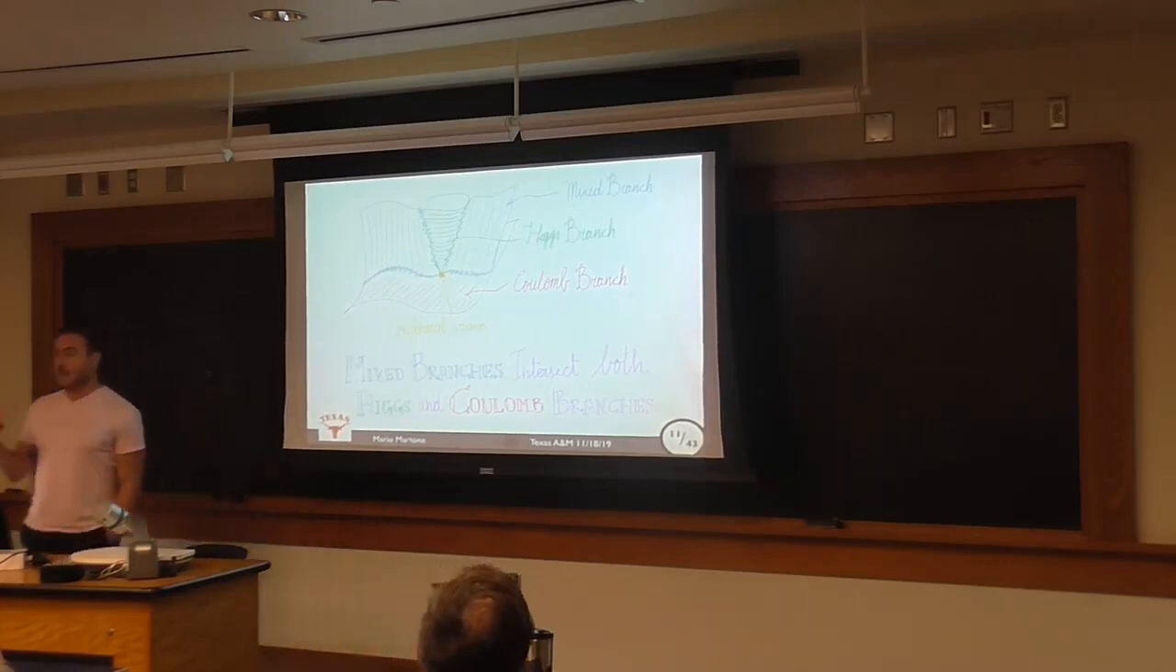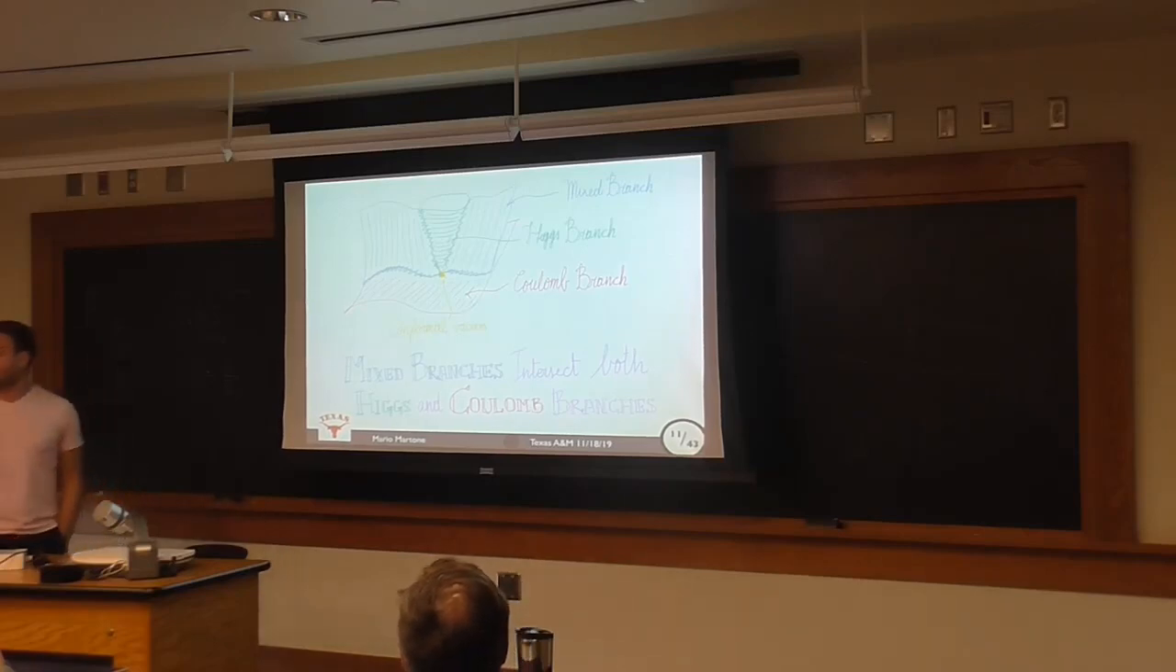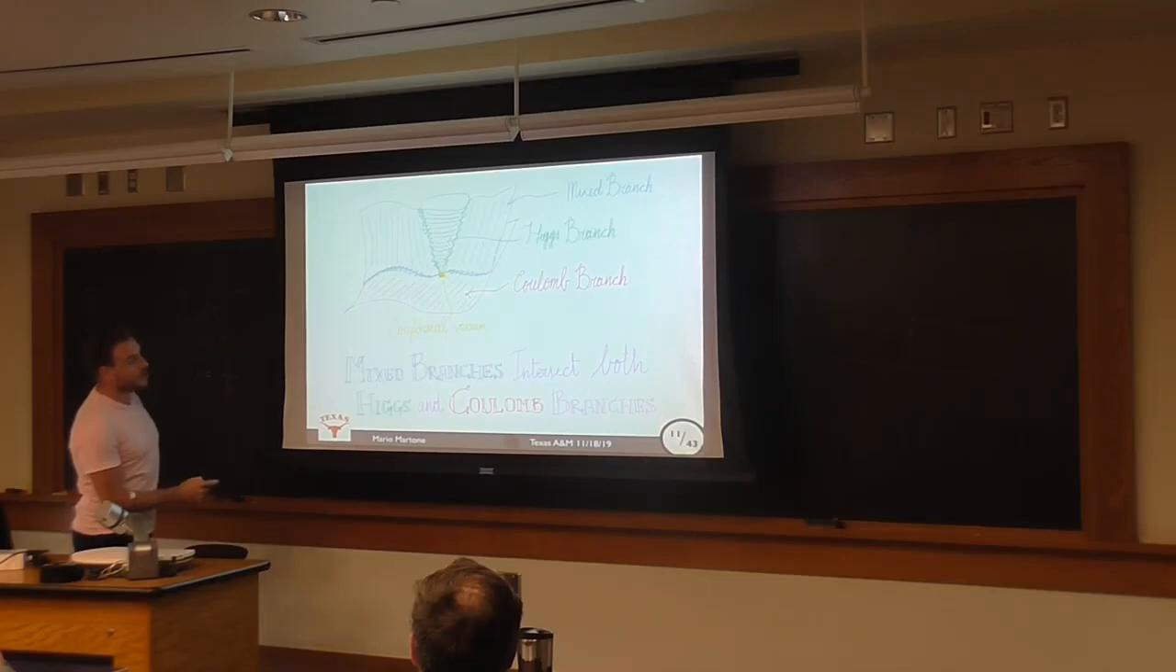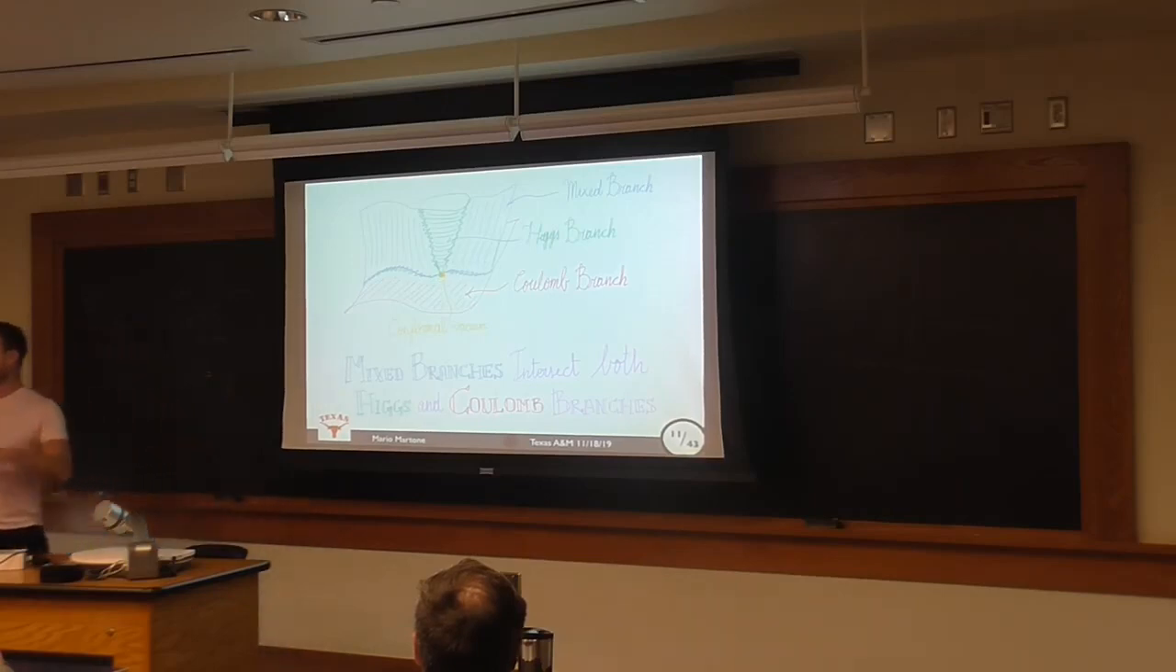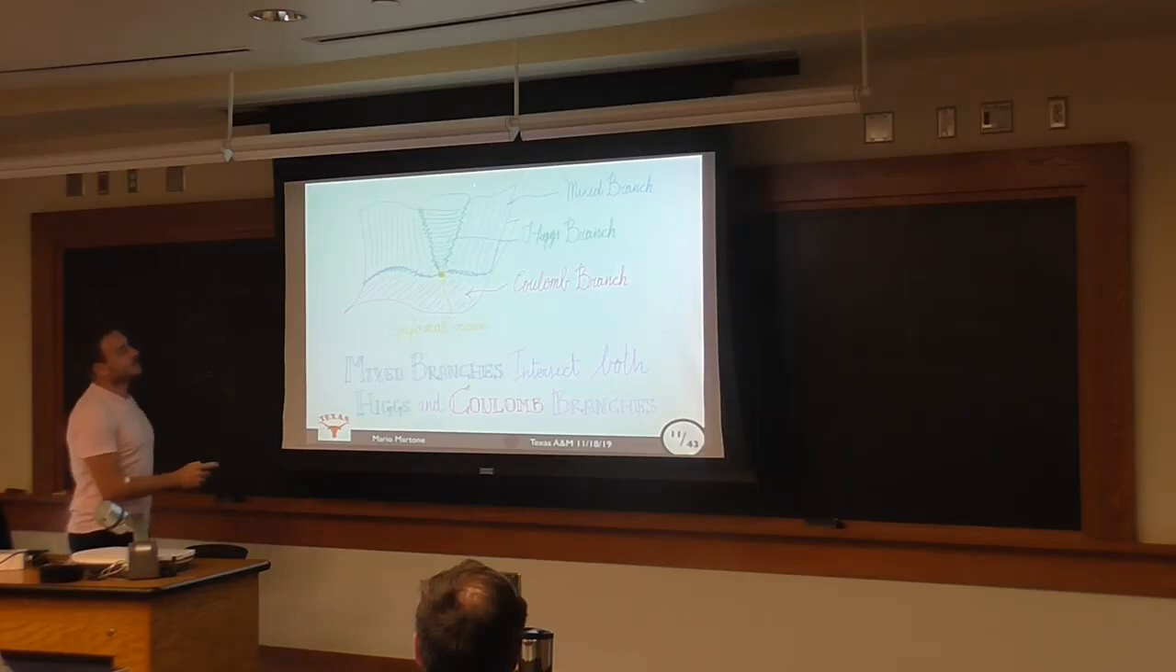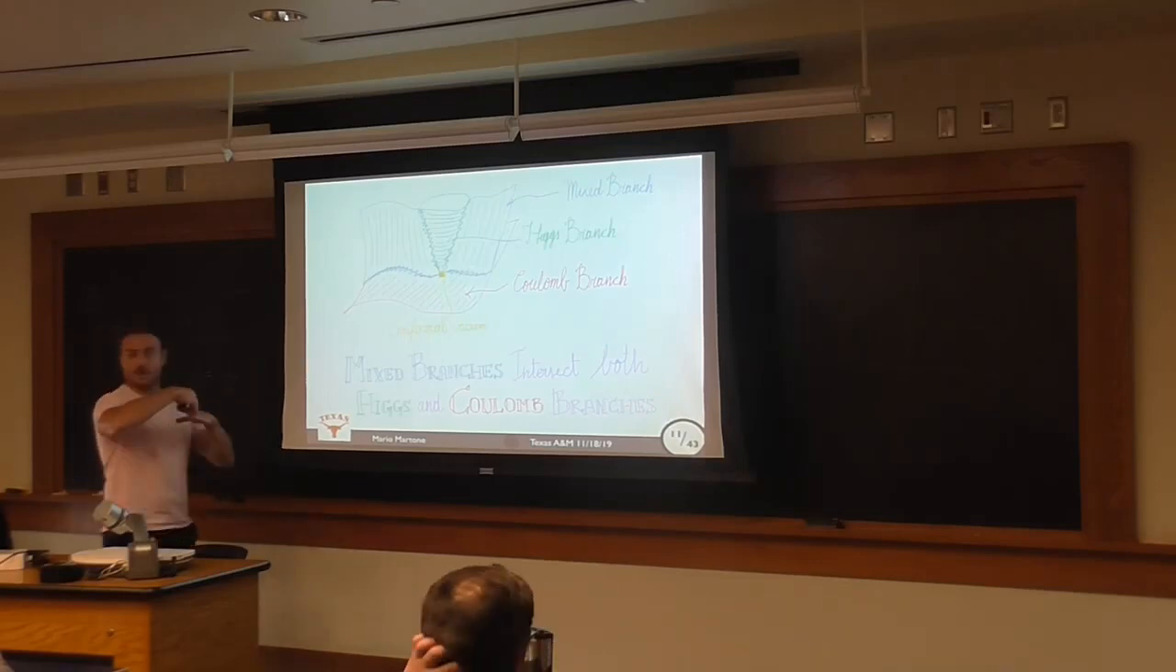I'll review the detailed structure for you in a moment. I want you to get the fact that the Higgs branch and the Coulomb branch only intersect, I hope that's clear from the picture, at a point, which is the conformal point. The mixed branch goes from one to the other. So the mixed branch intersects both the Higgs branch and the Coulomb branch, whereas the Coulomb and the Higgs branches don't intersect.